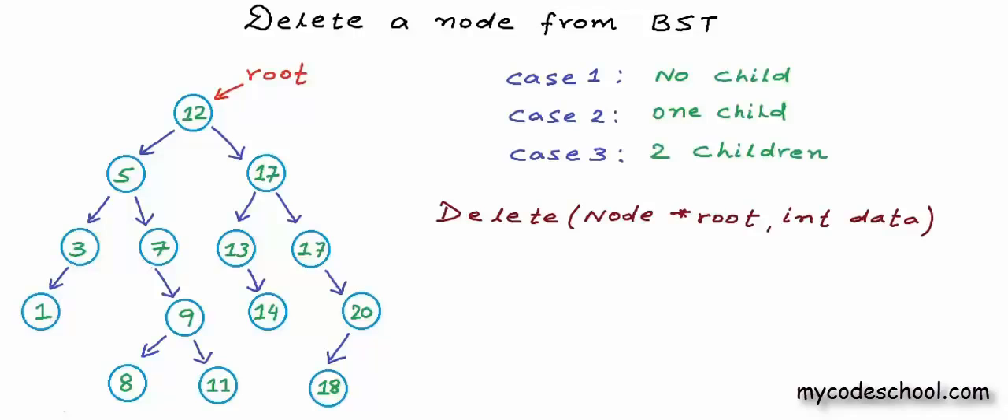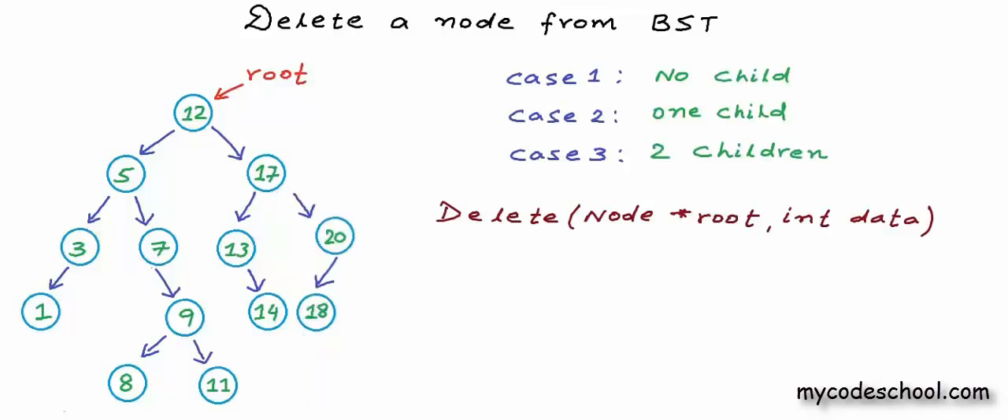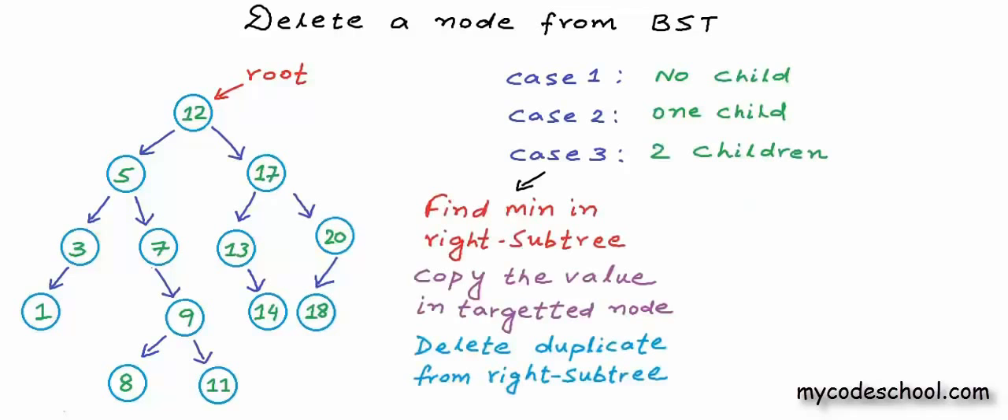Okay, so let's get rid of the duplicate. I'll build a link like this, and after deletion, this is what my tree will look like. So this is what we need to do in case 3. We need to find the minimum in right subtree of the targeted node, then copy or fill in this value, and finally we need to delete the duplicate or the node with minimum value from right subtree.